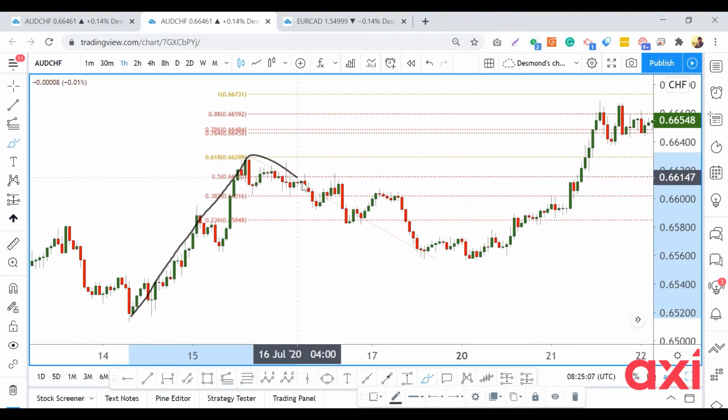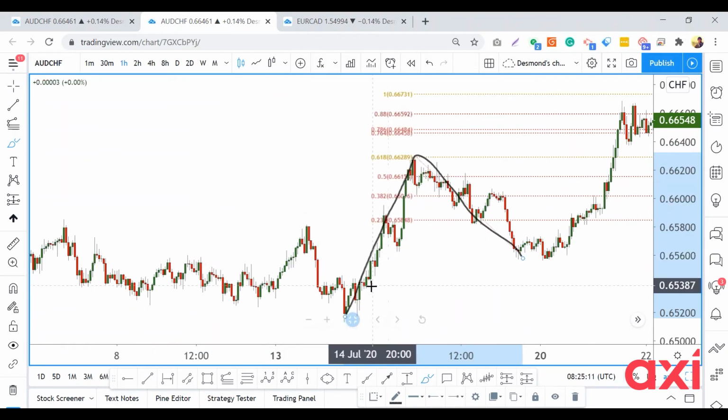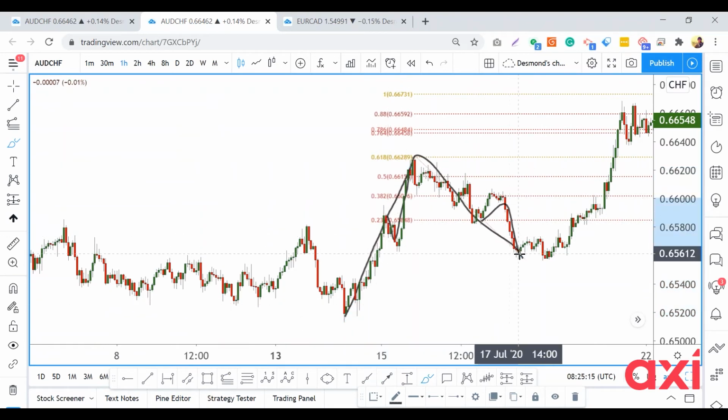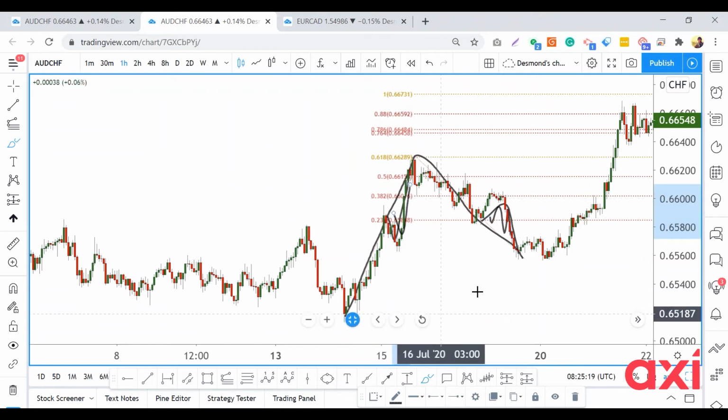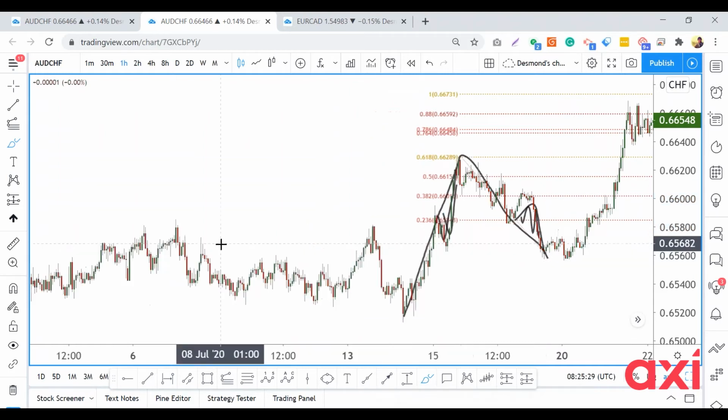The closer price follows it, the better. In this case, we can see that price follows it quite well, apart from a little bit here and a little bit here. So in this area, it deviated away. So the closer price follows your trend line, the better and more effective your Fibonacci extension is going to be. The better and more effective your Fibonacci retracement is going to be.